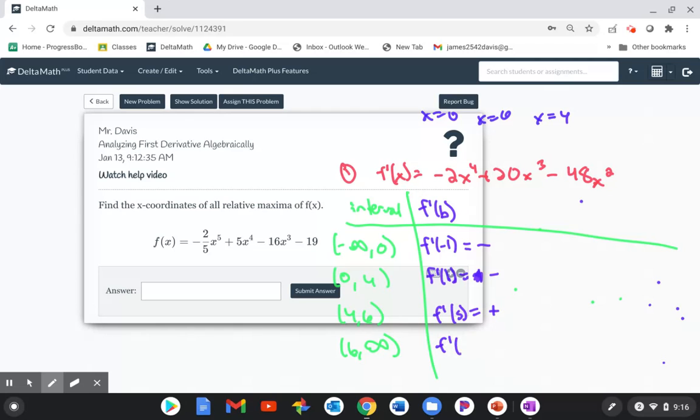Next one, f prime of, let's say, 7. And we get a negative, -294. So there's our signs. So the next thing we can do is identify intervals of increasing and decreasing.